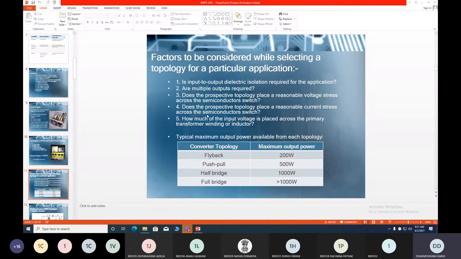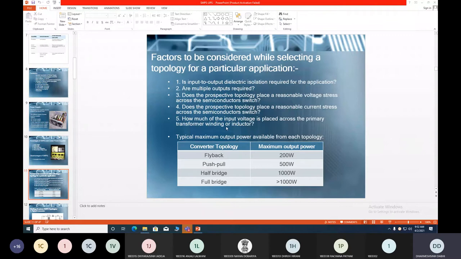Then, the same way, does the prospective topology. Topology means the different types, like the buck, push pull, half bridge and full bridge. In all these different types of SMPS, the voltage across the semiconductor switch is different based on the construction or topology. So based on this topology, your switch must be capable of handling the voltage rating or current rating that you first select. So based on that you select the SMPS.